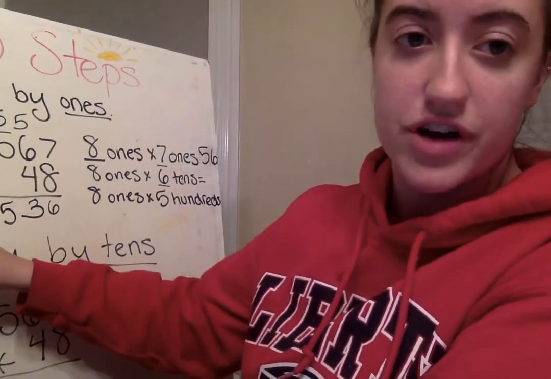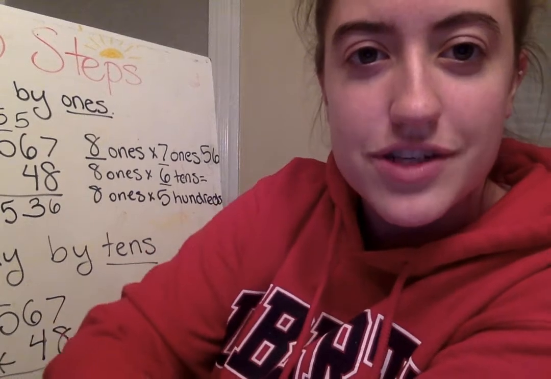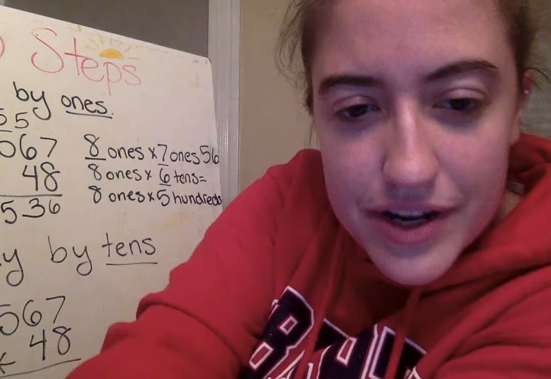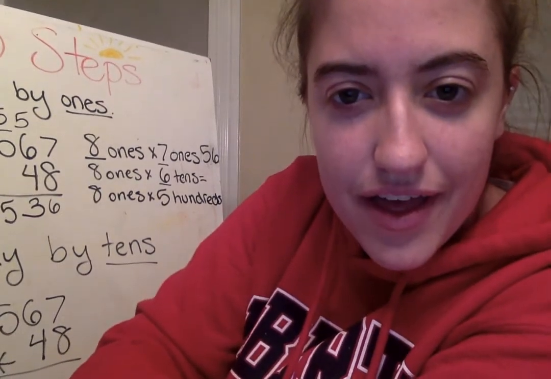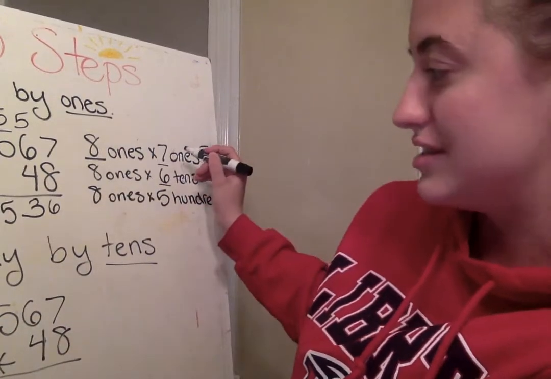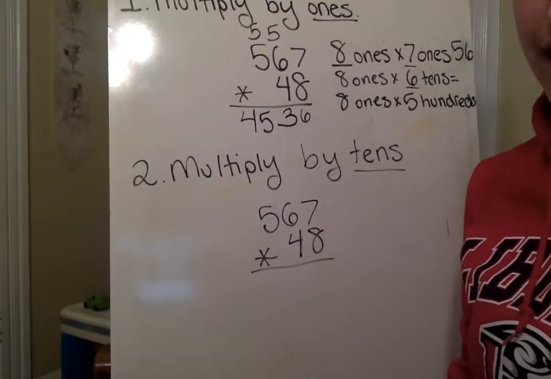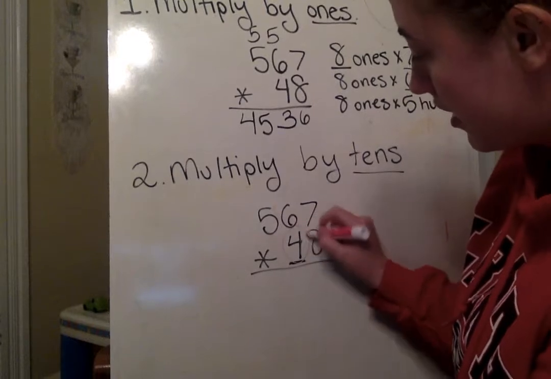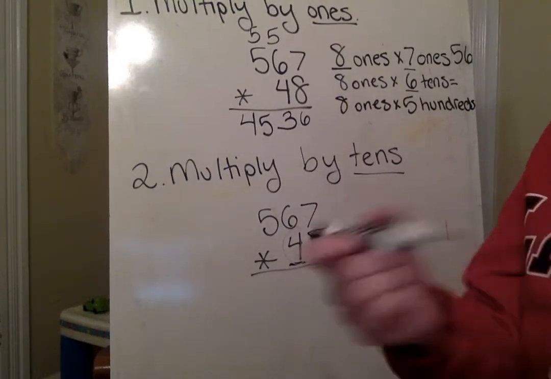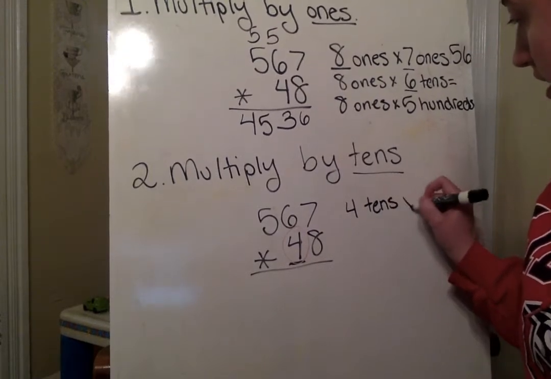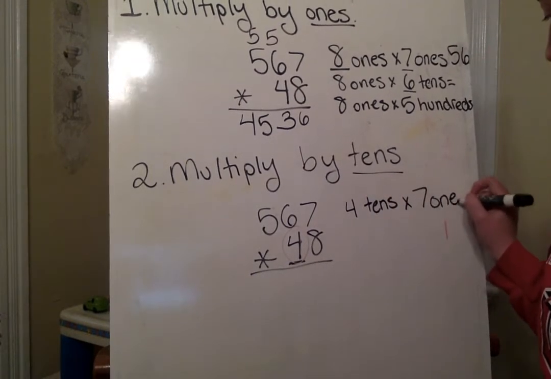So this is our first partial product, which, sorry, I'm pausing the video because I have to look at the paper. So there's a blank for that on your paper, and then after you do all this to the side, then you jump down and you multiply it by the tens. So we go over here to 4, and then we multiply. Now this is 4 tens times 7 ones.